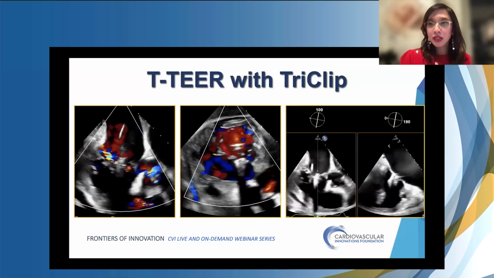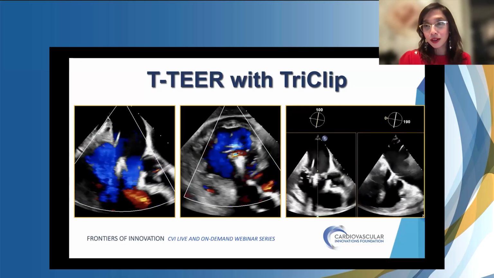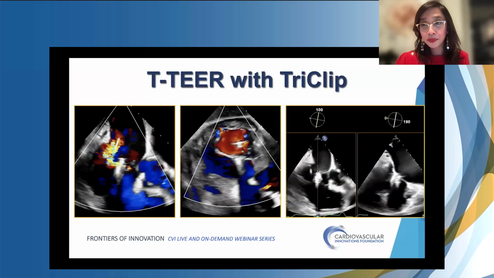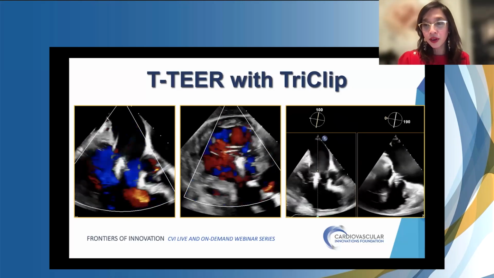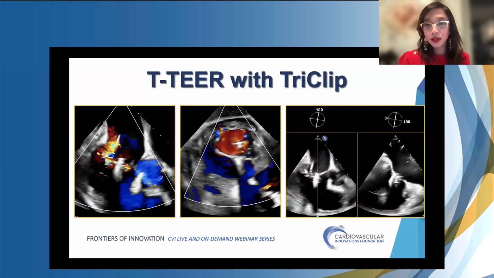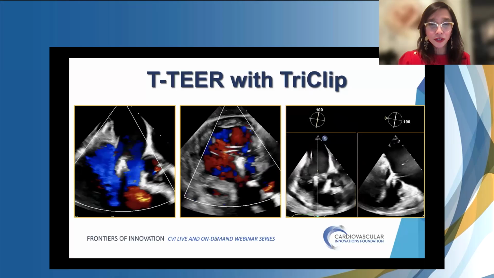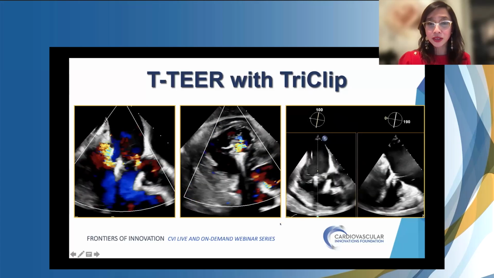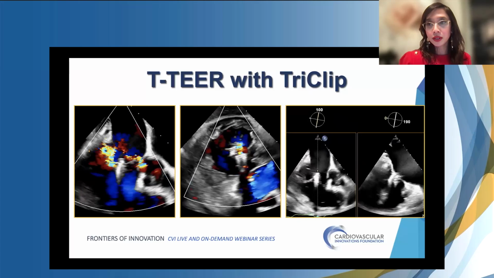You can see the immediate TR reduction on the RV inflow-outflow view as compared to the baseline you saw previously. And then with no color, you can see really good grabs as well. So what would you tackle next? I think that's the next thing, right? We see some residual TR. Can we grasp with another clip?